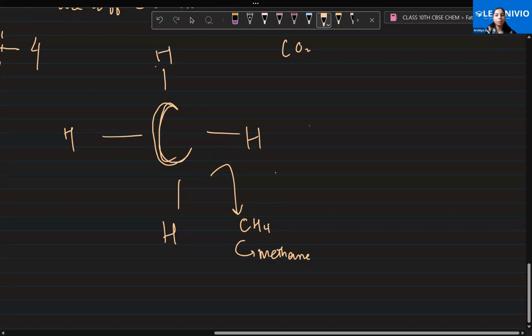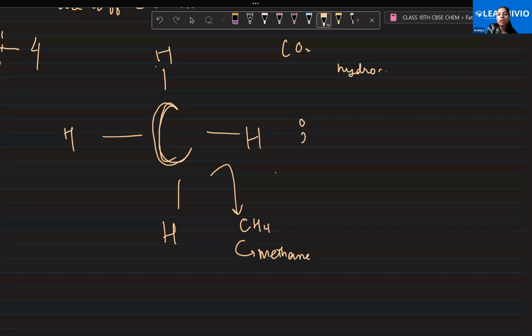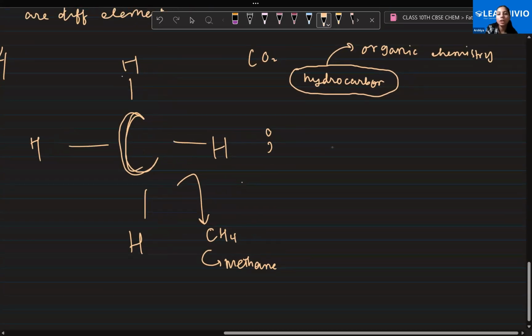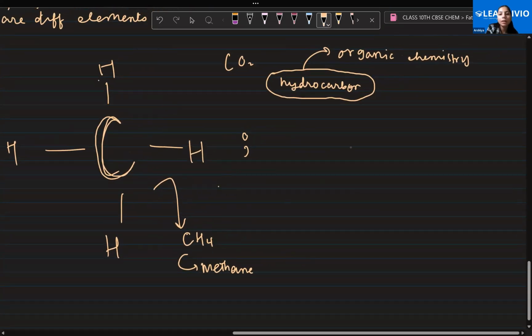This is a hydrocarbon. From the name only you can tell, hydro comes from hydrogen and carbon is from carbon only. So hydrocarbons. Now these hydrocarbons are basically the whole organic chemistry here. The whole organic chemistry comes from here only. Now let's say we are introducing a carbon chain. It's only 1 carbon here. Let's say I have 2 carbons here.